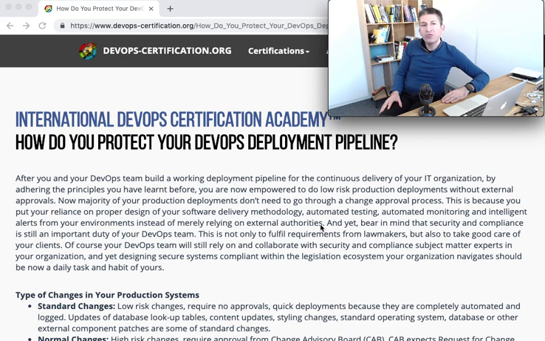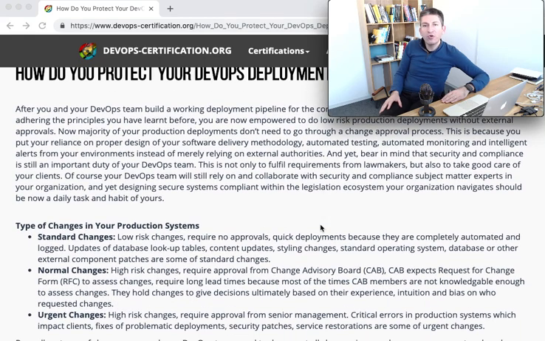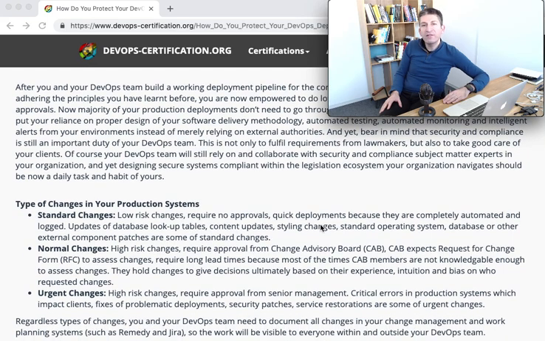This is because you put your reliance on proper design of your software delivery methodology, automated testing, automated monitoring, and intelligent alerts from your environments instead of merely relying on external authorities. And yet, bear in mind that security and compliance is still an important duty of your DevOps team. This is not only to fulfill requirements from lawmakers, but also to take good care of your clients. Of course, your DevOps team will still rely on and collaborate with security and compliance subject matter experts in your organization, and yet designing secure systems compliant within the legislation ecosystem your organization navigates should now be a daily task and habit of your organization.